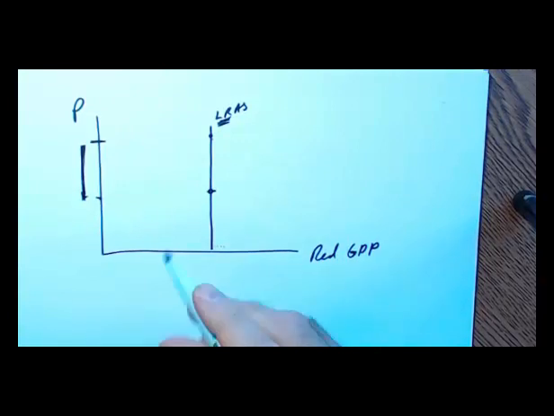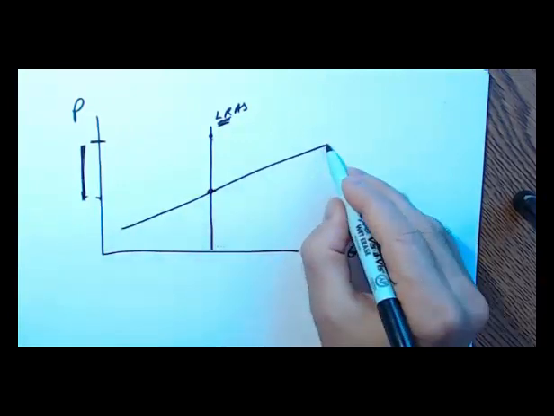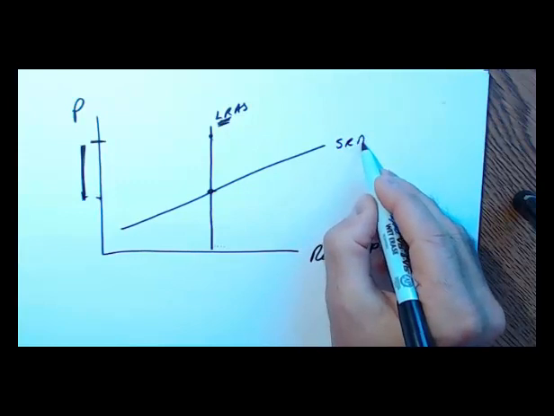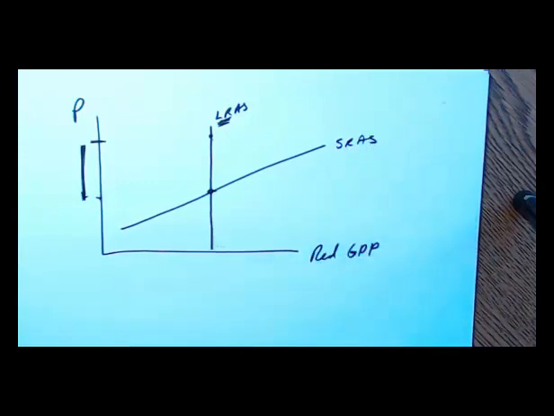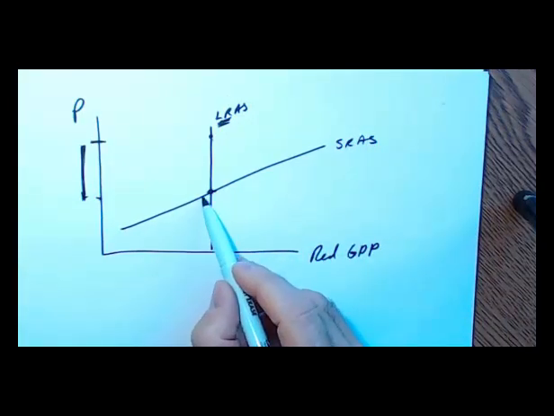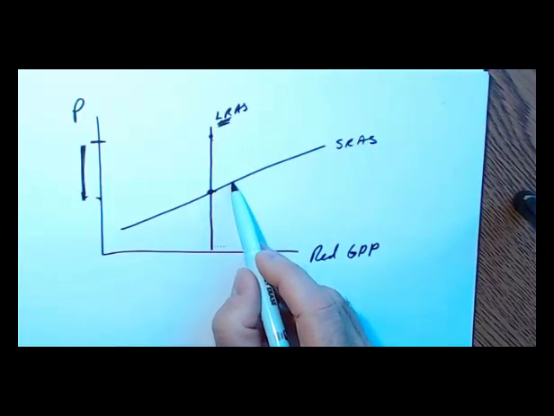So you can superimpose a short-run aggregate supply curve on top, and the short-run aggregate supply curve says, look what happens when we have stickiness.